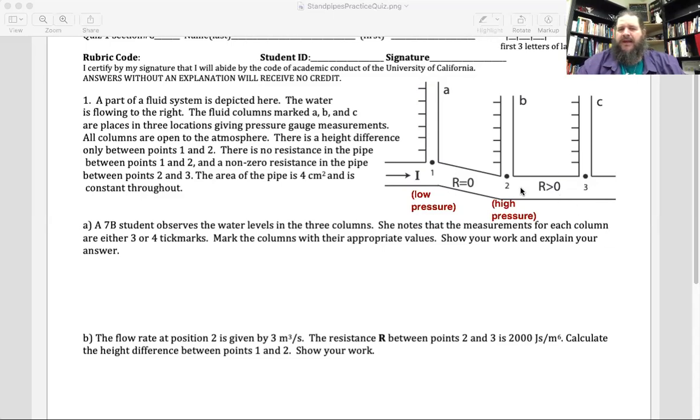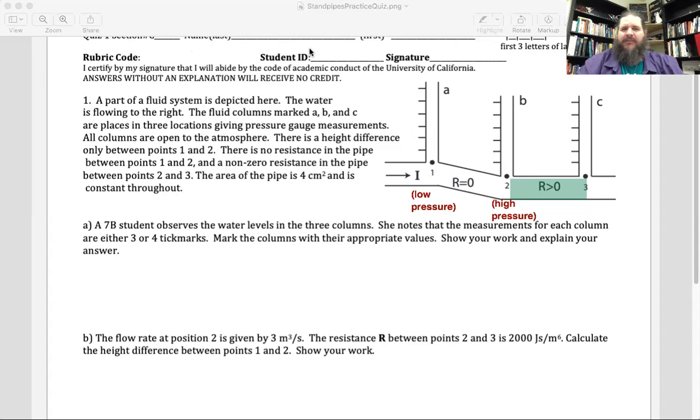And then we go from 2 to 3. What's going on from 2 to 3? I wouldn't really say resistance increases. I would just say this section of pipe has resistance. Because keep in mind, resistance is not a property of the individual location. Resistance is a property of this section of pipe. There's no resistance at location 2, and there's no resistance at location 3. There is just resistance of the section of pipe from 2 to 3. That is, this section of pipe has resistance.